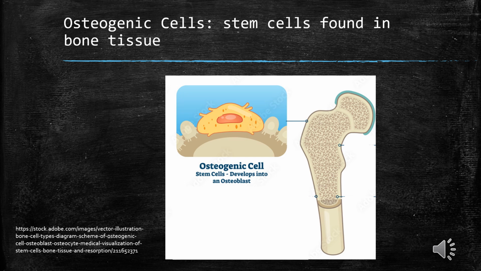Here is a slide about osteogenic cells. Osteogenic cells are stem cells that are found in bone tissue. They play a role in bone repair, bone growth, and healing of damaged or broken bones. Osteogenic cells are the only bone cells that divide. These cells develop into osteoblasts and are found in the deep layers of the periosteum and the marrow.